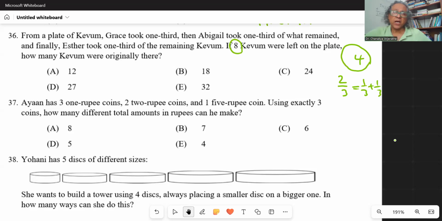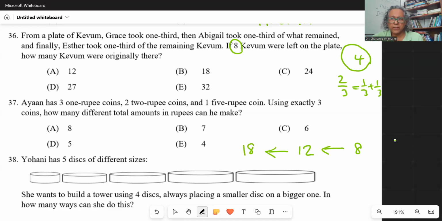That is 4. And then we work backwards, right? So 1/3 is 4, and there were 12, right? And this 12, that was the 2/3 that remained. So to find the 1/3, we divide it by 2, and that is 6, and 18 were there, right? Before Abigail took 1/3, right?